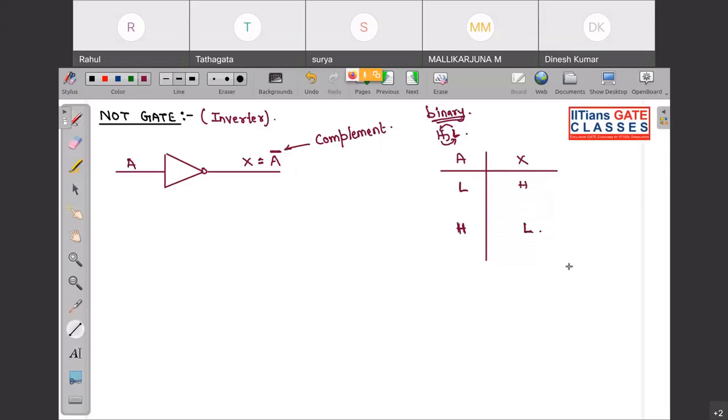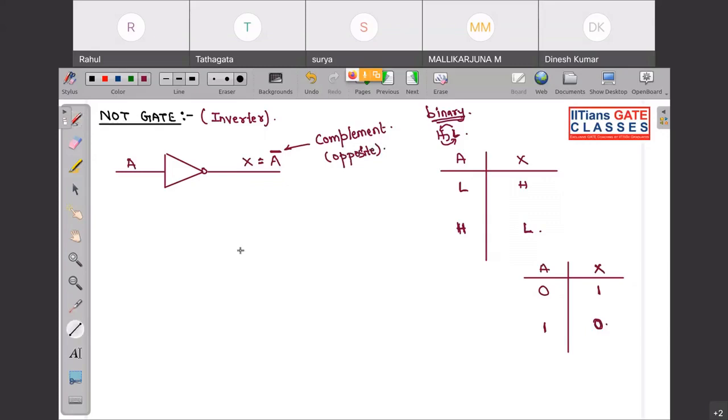Or if I want to draw it in positive logic, the truth table, so this is A, this is X. If A is 0, X will be 1. If A is 1, X will be 0. Okay, so this is basically your truth table for the NOT gate. So a NOT gate is a logic gate whose output is always the complement of the input. Complement you can say, or you can say opposite, but usually we don't use the term opposite. It is not good to use this term.